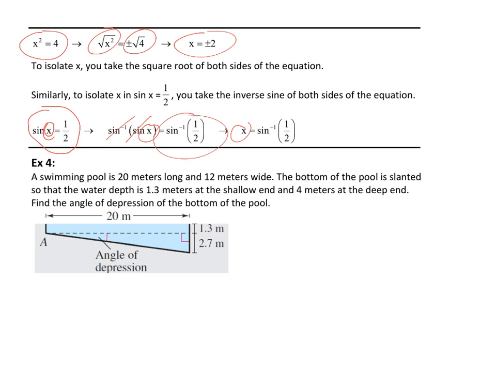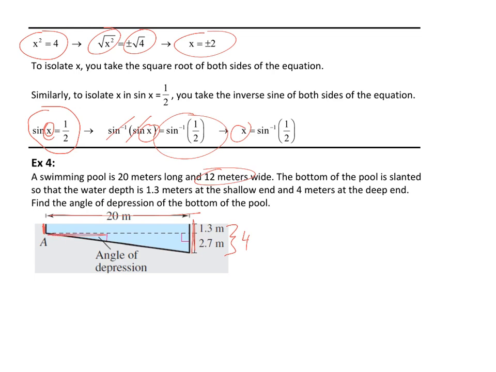So example 4 says the swimming pool is 20 meters long and 12 meters wide. Well, this isn't three-dimensional. Maybe we'll worry about that later. The bottom of the pool is slanted so that the water depth is 1.3 meters at the shallow end, and 4 meters at the deep end. Find the angle of depression of the bottom of the pool.